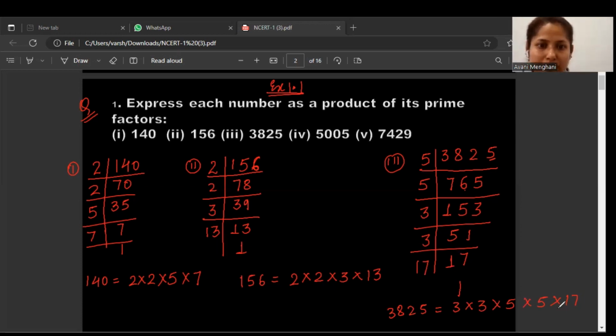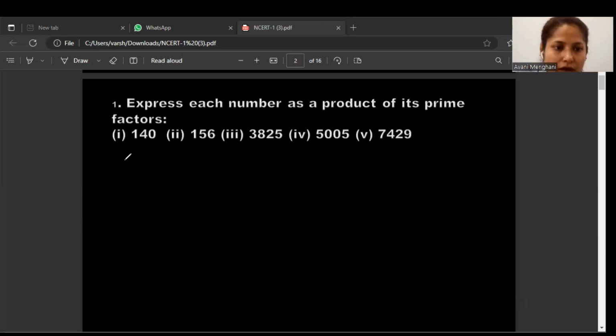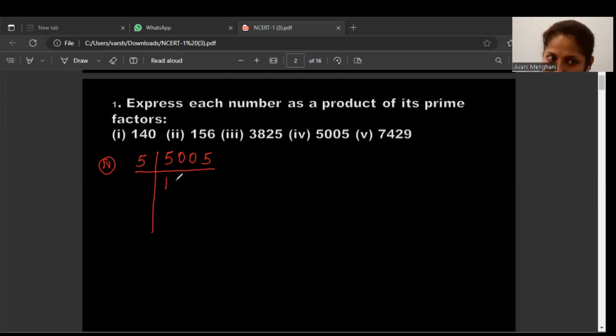Okay, let me clear all the 3 questions and we'll start 4th and 5th. Again, 4th, it's 5005. Let's divide it by, once again you can see that the units digit is 5. So we'll start dividing it by 5. So it's 1001.